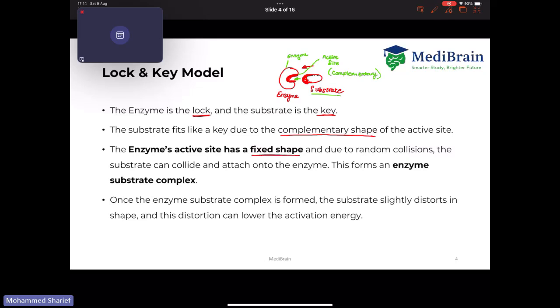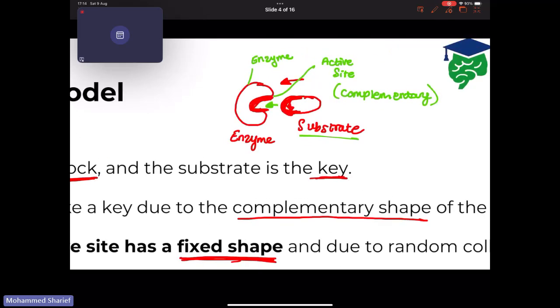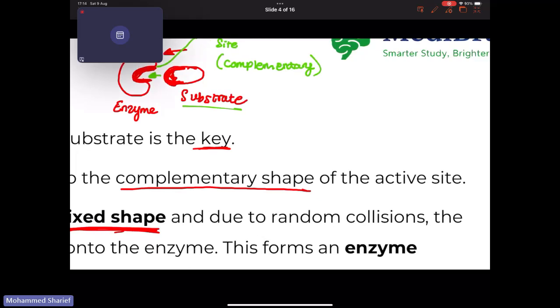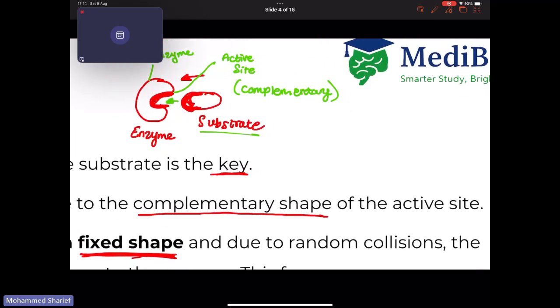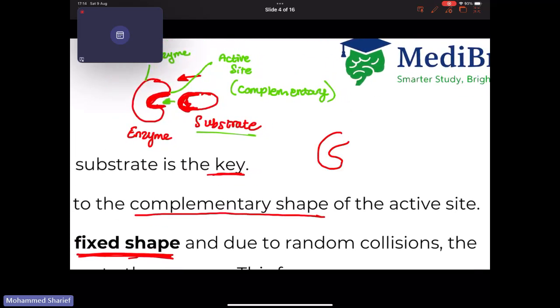Now, I've put this in bold. The reason why is because this is a key difference to the other model that we are going to be looking at. The enzyme's active site has a fixed shape. What does that mean? This means that the enzyme's active site is not going to change shape. So if I was to draw another model of an enzyme, let's pretend this was an enzyme, you can see that this is the active site of the enzyme. It's going to be permanent. It's not going to change shape. There's only one active site. It's not going to change shape.